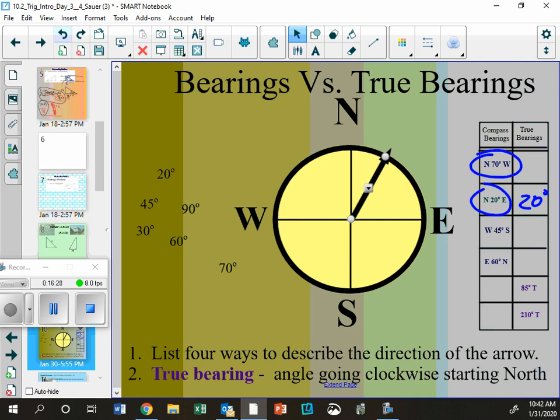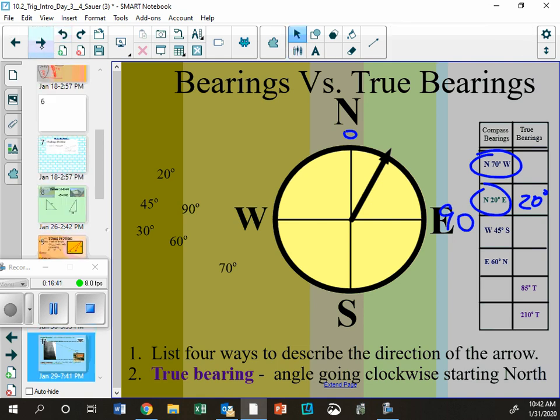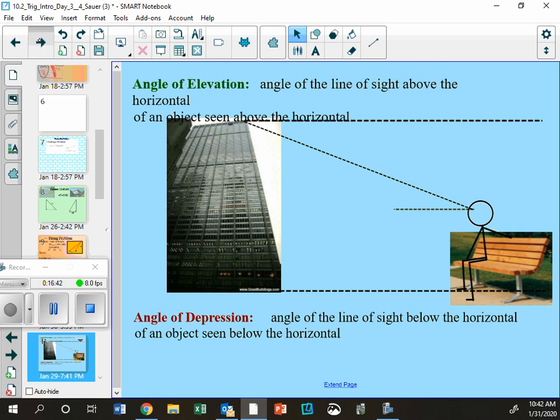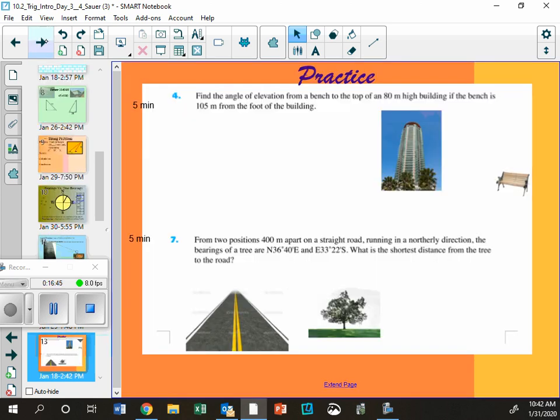Okay, what's the true bearing? The true bearing is always as simple as this. That's 0. That's 90. I bet you can tell me now. 30. Okay, good. Enough about that. Now, I hope you've got the idea there.